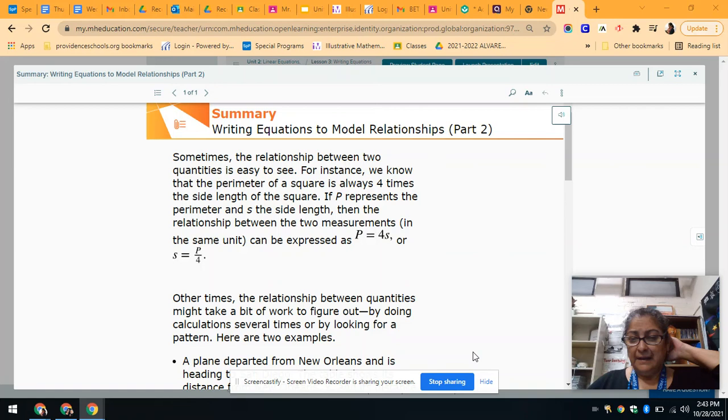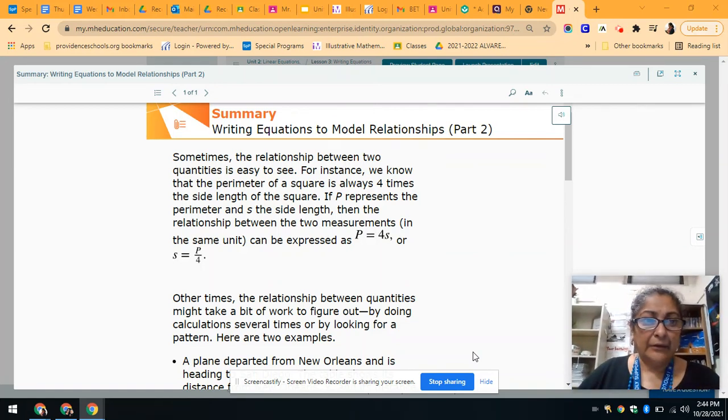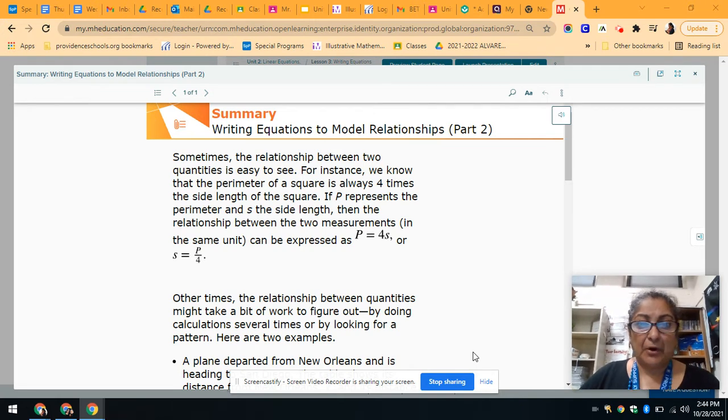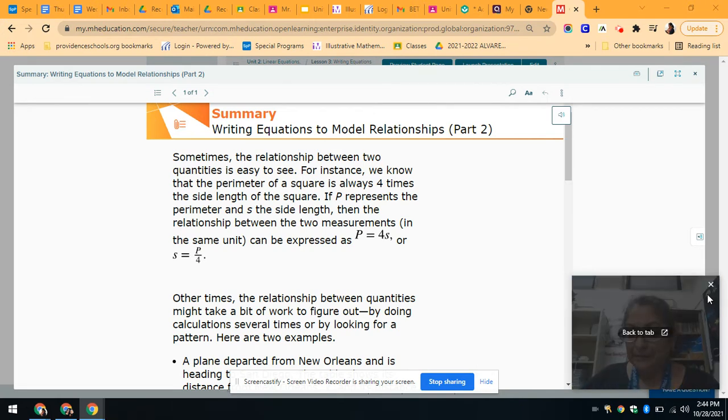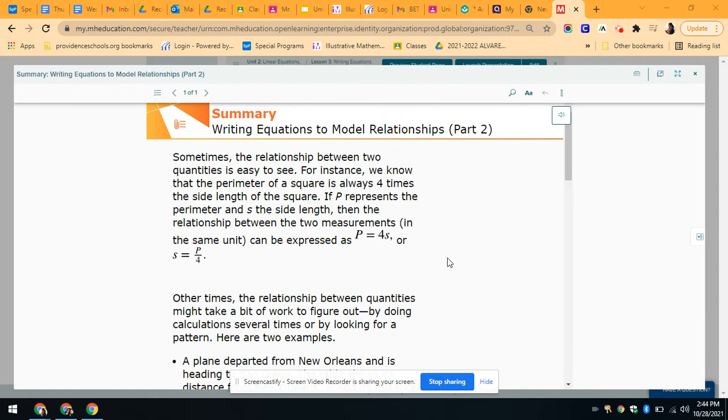This is a short lesson to annotate the summary for writing equations to model relationships part 2. So I'm going to get rid of that. And so you want to open up your book to the orange page called summary in unit 2, lesson 3. Sometimes the relationship between quantities is easy to see.